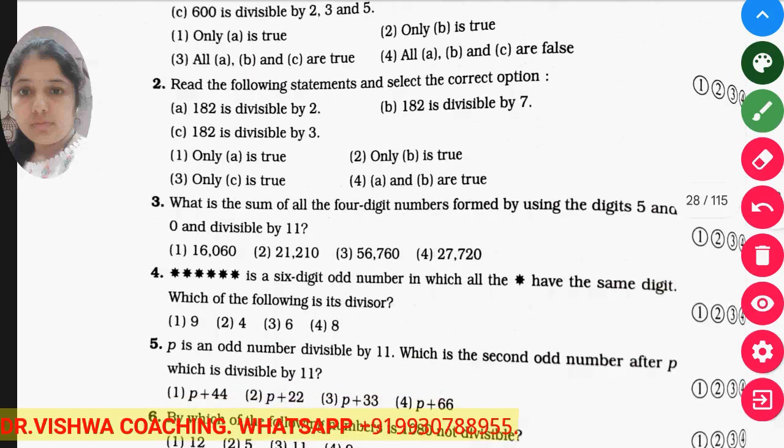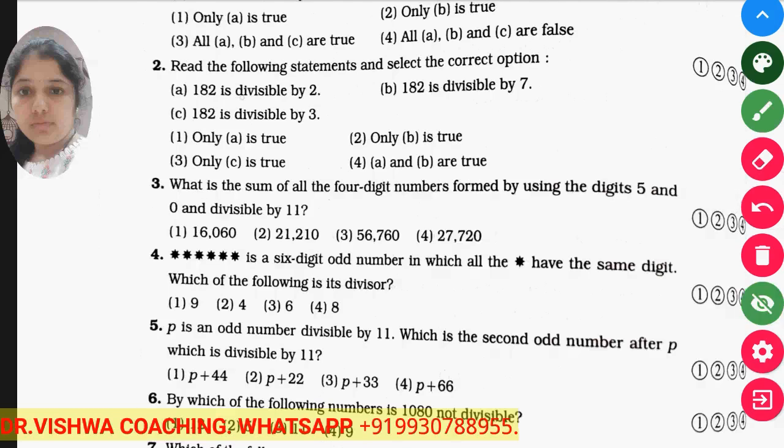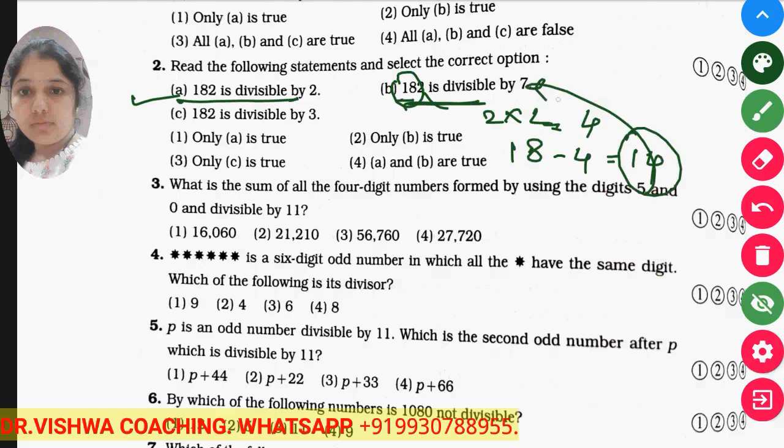Find the following statement and select the correct option. 182 is divisible by 2. So this is correct. 182 is divisible by 7. Now we need to check. So 2 twos are 4, and the remaining number is 18. So 18 minus 4 is equal to 14. Now 14 is divisible by 7. So 182 is also divisible by 7. So B is also correct.